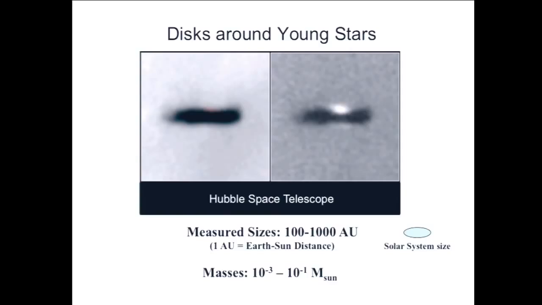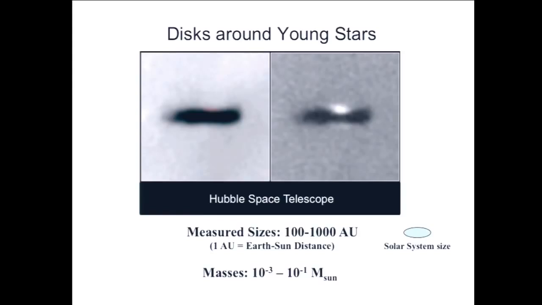For comparison, this is about the size of our solar system, out to order Neptune or so. And so these disks are similar in size, actually, to our solar system. The mass is maybe a tenth of the mass of the sun down to a thousandth of the mass of the sun for different disks. And so we directly can take pictures of these locations where new stars are forming.